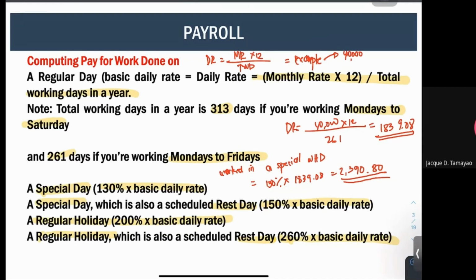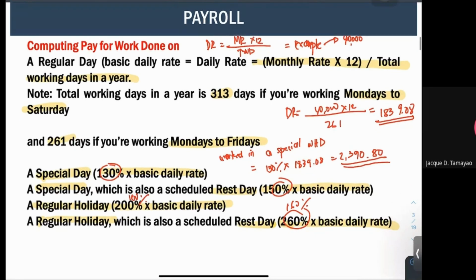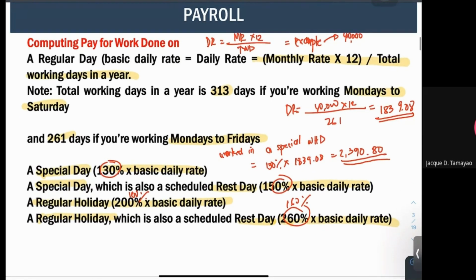Now, take note of our premium payments here. Our premium payments are 30%, 50%, 100% for regular holiday, and 60% for a regular holiday and a rest day. So you just need to determine the day in which the employee worked, if that is a special day or a rest day, or a special day plus a rest day, regular holiday plus a rest day. Okay. So let's have another example.